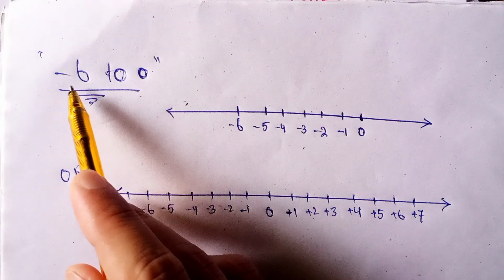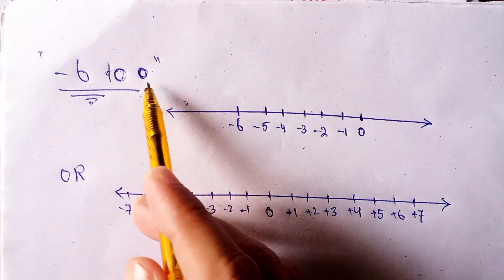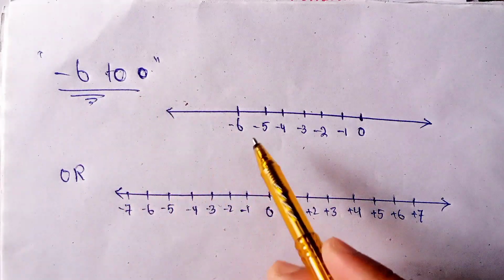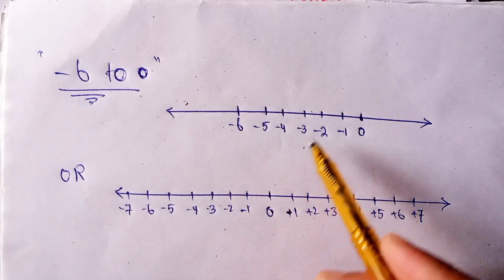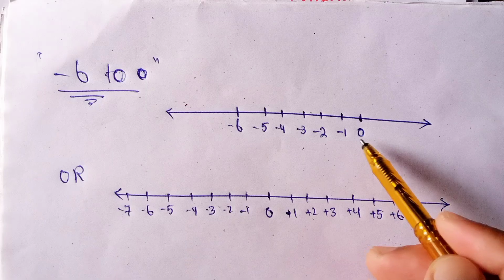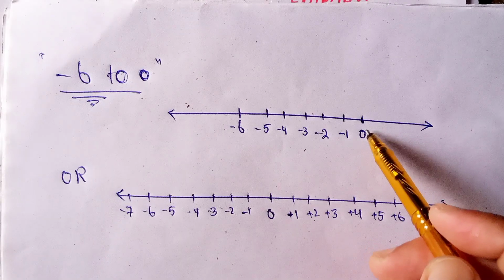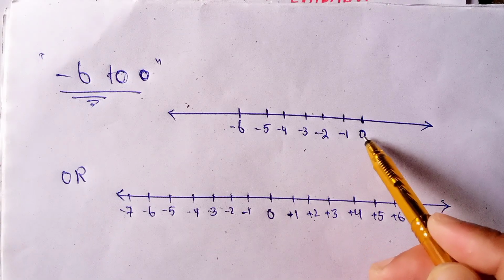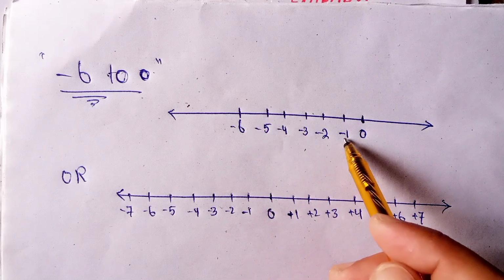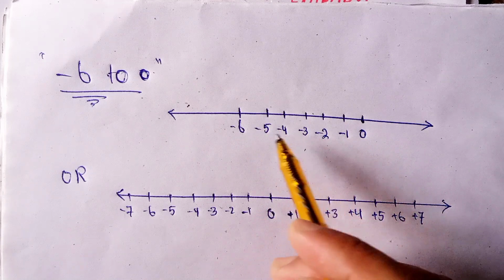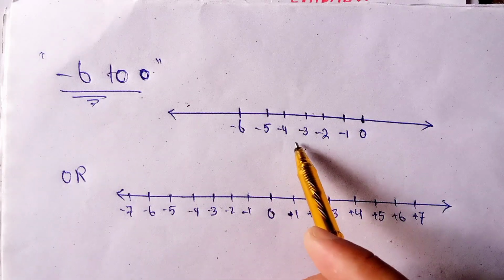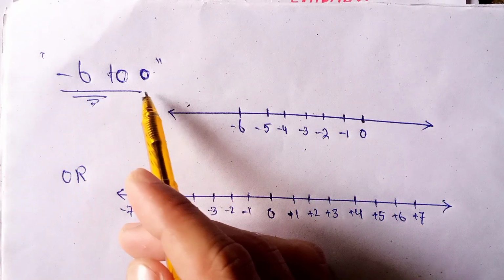Here we have to represent the integers from -6 to 0. We can represent the integers from -6 to 0 in 2 ways. The first one is that simply draw a number line and mark distance on it. Label the unit distance or the point on the right side of the number line as 0. Start from 0 and label the remaining integers as -1, -2, -3, etc. up to -6. This is the representation of integers on number line from -6 to 0.